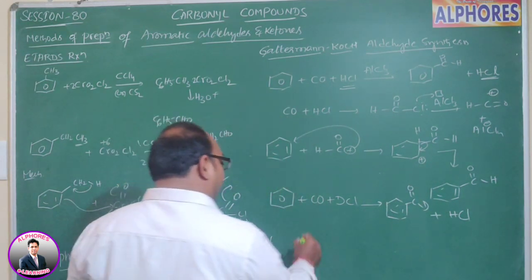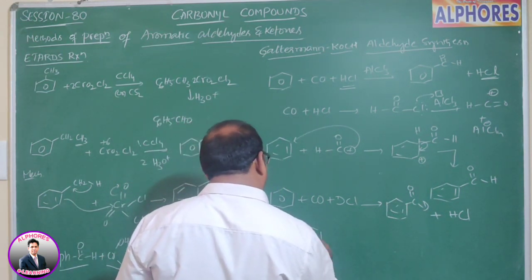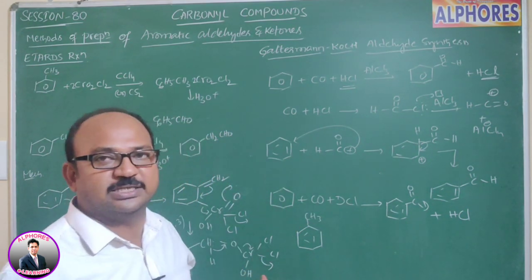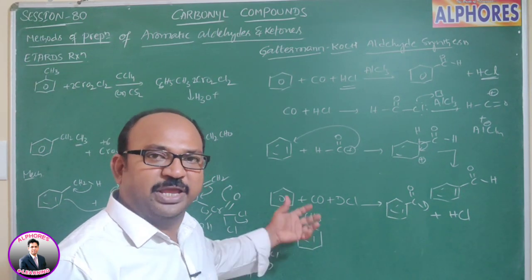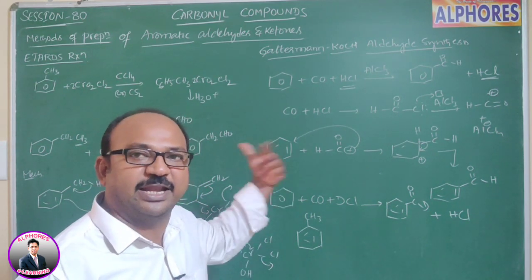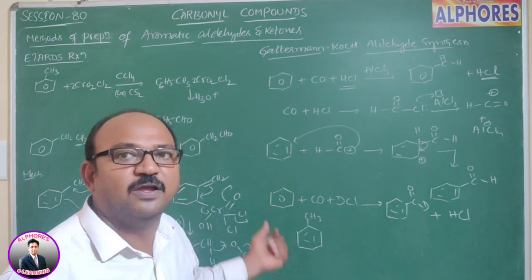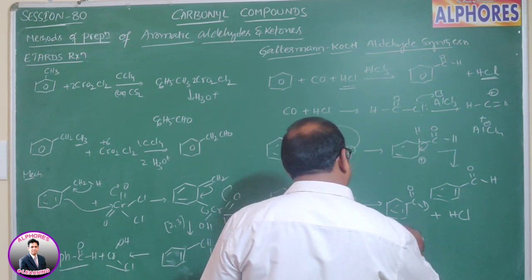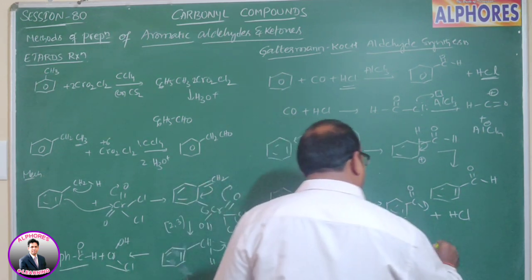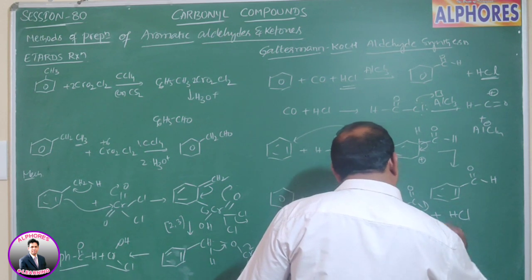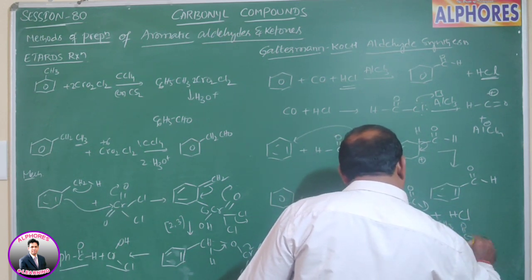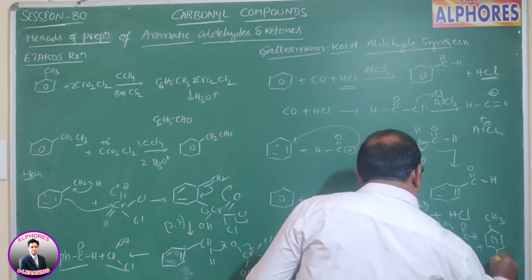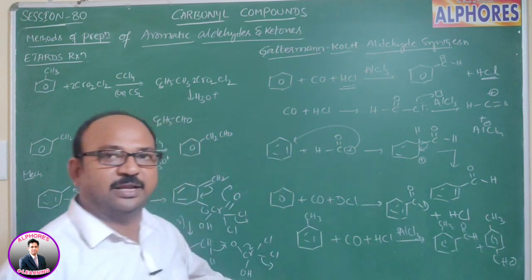Now, if a ring has any substituent like an electron releasing group such as CH3, then the methyl group, being an electron releasing group, in other words a ring activating group, directs the incoming electrophile towards the ortho and para positions. So toluene upon reaction with CO and HCl in presence of anhydrous AlCl3 gives ortho-methyl benzaldehyde and para-methyl benzaldehyde. These are the two products.